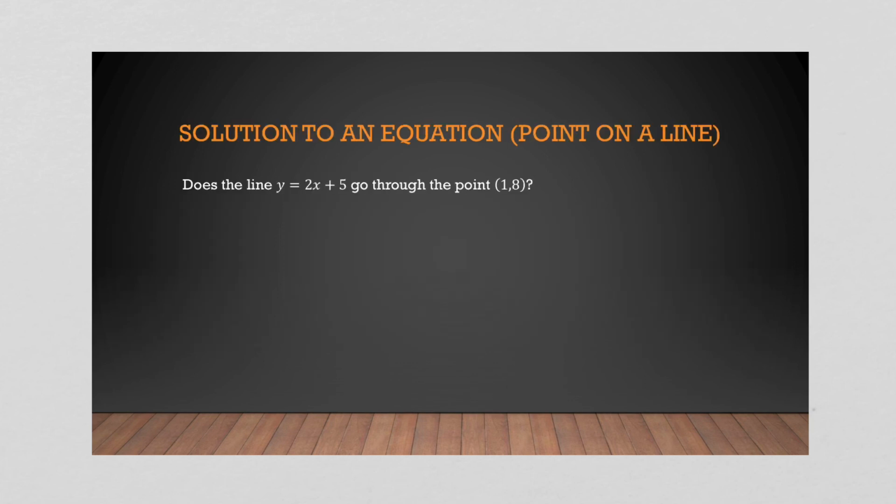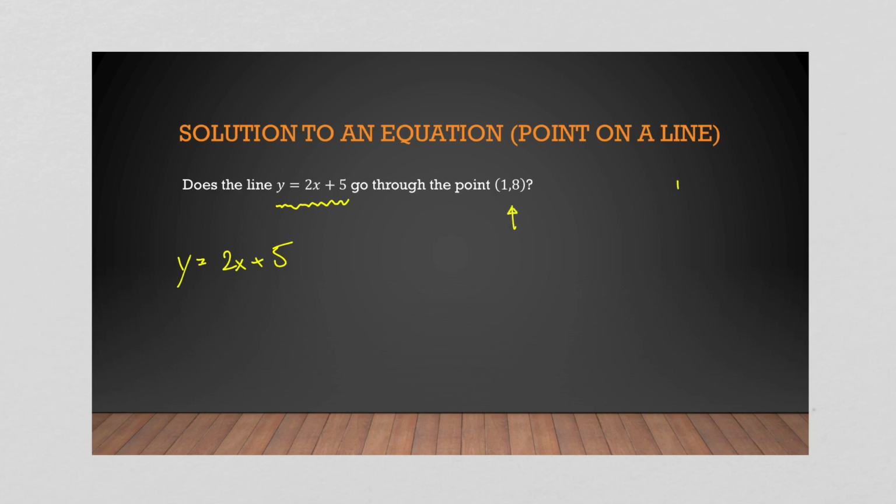So the last thing we want to look at is, is a point a solution to an equation? So what it means is, is the point on the line? So this is the equation of a line in slope-intercept form. Y equals 2x plus 5. It has a slope of 2 and a y-intercept of 5. But what this question is asking is, does this line go through the point 1, 8?